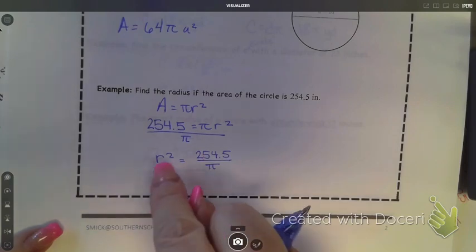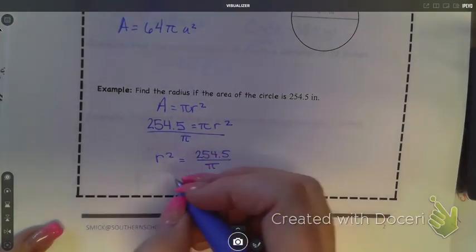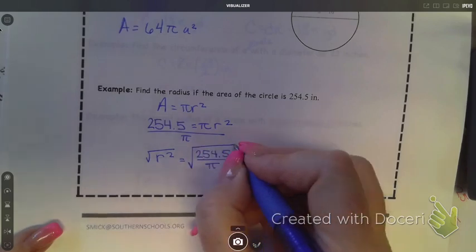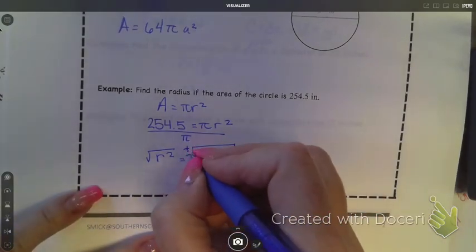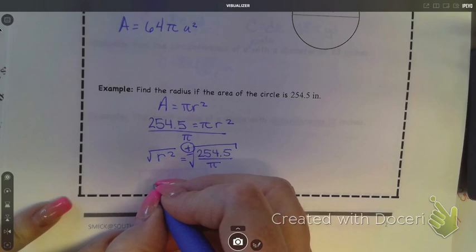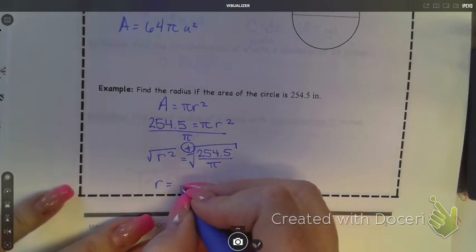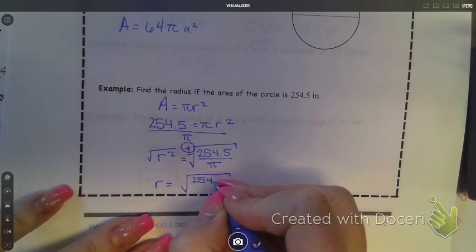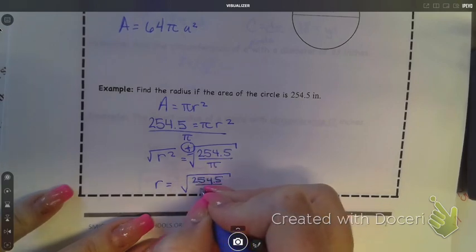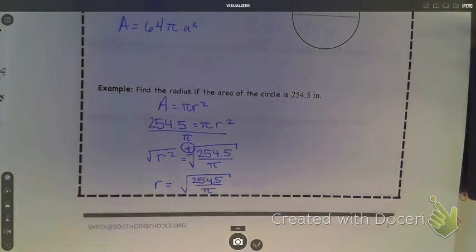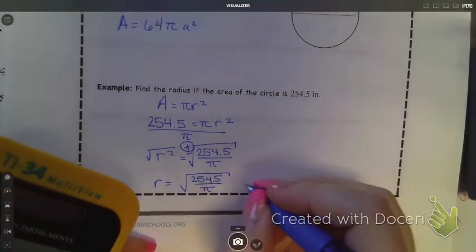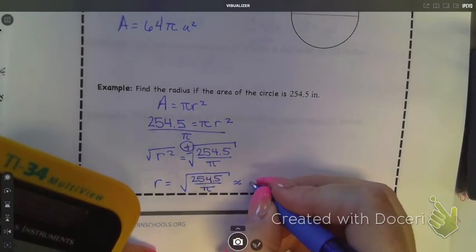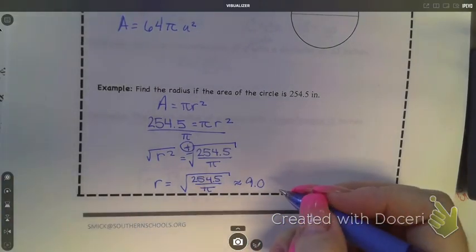And how do I get rid of a squared? Square root. And remember, it's the plus and the minus, but it's a radius, so it's always the plus. So radius equals the square root of 254.5 divided by pi. And I did it earlier, but I don't remember what it was. Probably it's the 9 that I told you guys wrong on the first one. Oh, it was. This one's approximately 9. Let's go back and fix the other one. 9.0 inches.